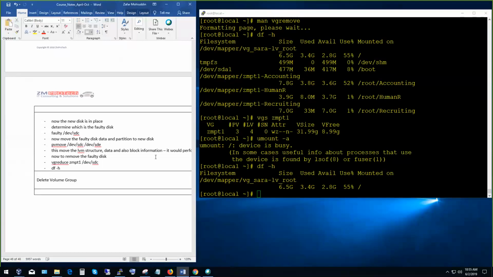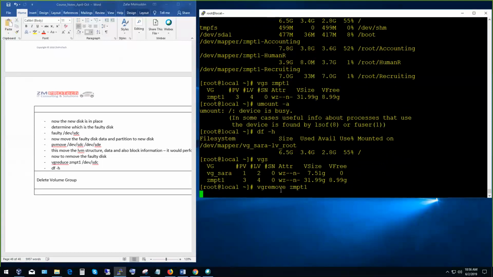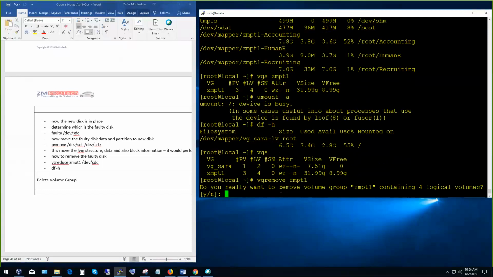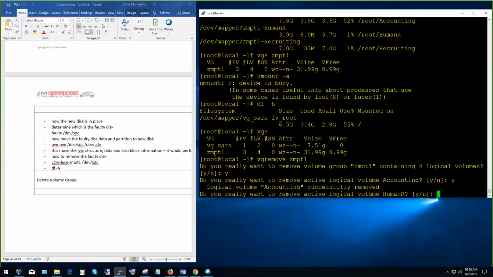Okay, so what is the command to do it? The command to do is vgremove. So what we're doing is removing the volume group here. And I'm going to type ZMPT1. Okay, it's asking, do you really want to remove the volume group containing 4 logical volumes? Yes. Okay, I'm going to say yes. And okay, so it's asking for each of them.